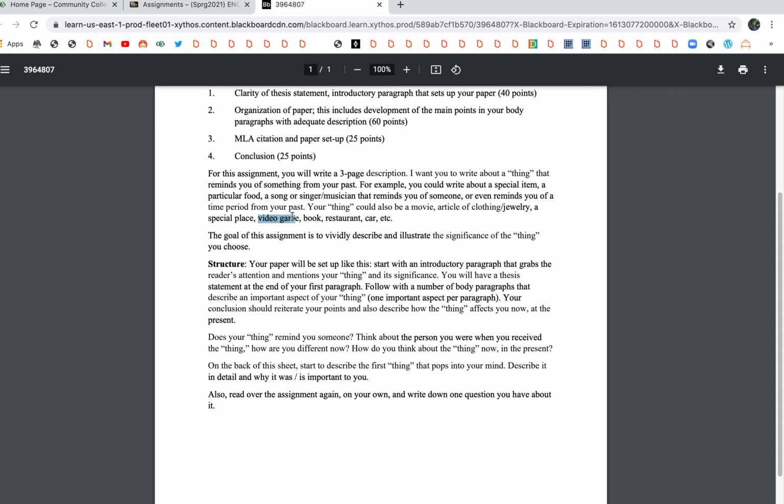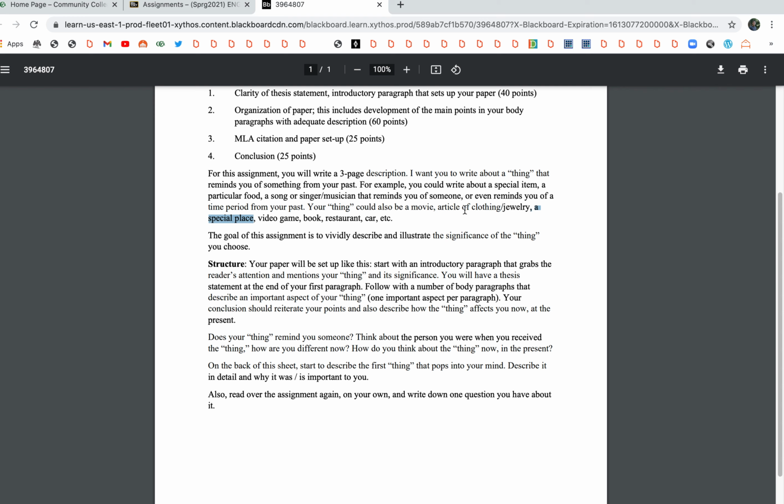Video game. This could be a video game you played when you were younger. Say you played a video game with friends from a long time ago, or your siblings from a long time ago. Describe the video game. Is there a special place? Is there a vacation spot you and your family would return to? Is there a special place in your memory? It doesn't even have to be a vacation spot. It could be somewhere you go to.